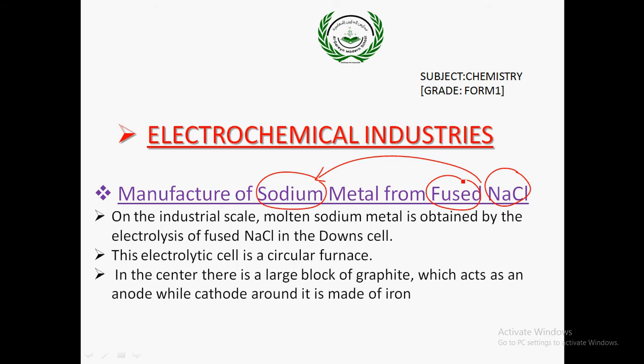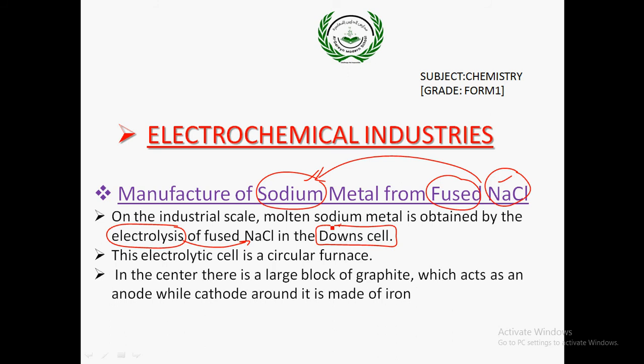Now the first point, on the industrial scale, molten sodium metal is obtained by electrolysis. How do we get the sodium metal from sodium chloride? The process we use is electrolysis of sodium chloride. The cell where we use this process is called the Downs cell or Downs apparatus.